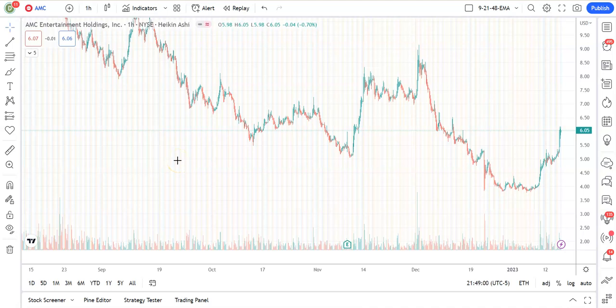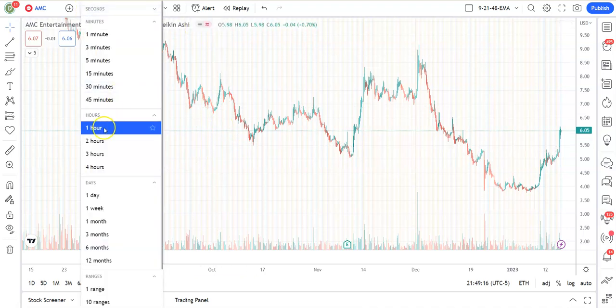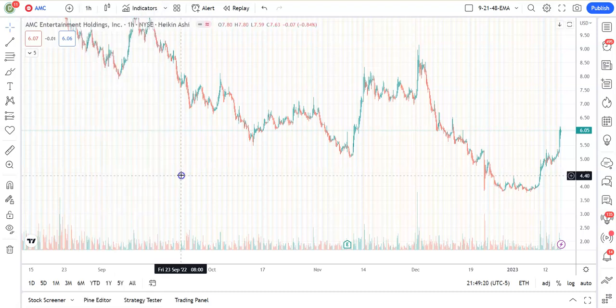Hello. Some of you today asked about how to draw support and resistance, so I'm making this quick video. In general, when I make support and resistance, I start with a longer time frame, and when I say longer time frame, normally I go with 1 hour. You can go with daily as well, but normally I like 1 hour.